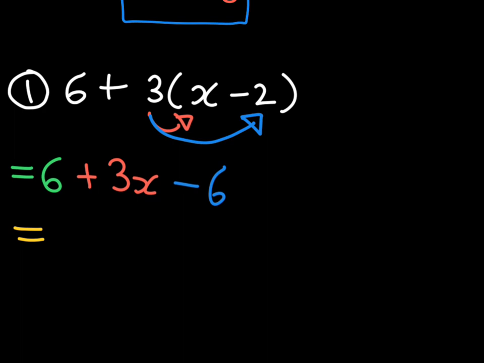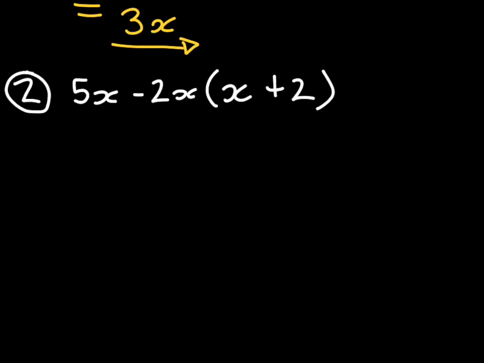So we can see that 6 and minus 6 are both constants, so they can interact with each other. So 6 minus 6 is simply 0. And since 3x does not have any like terms, it will not interact with anything, so it will stay the same. Therefore, our final answer for question number 1 is 3x.